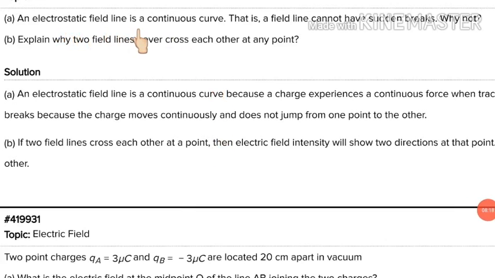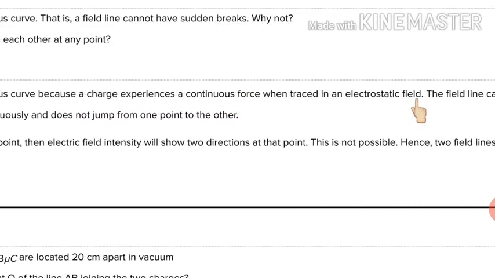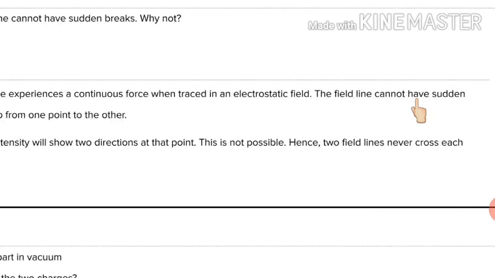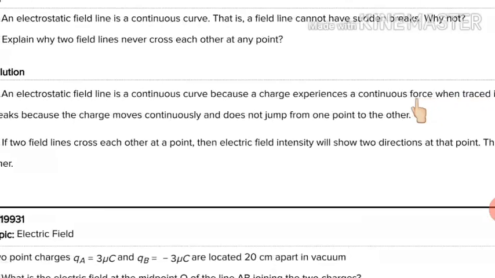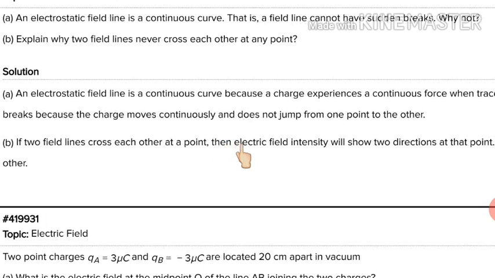Now the next question is, an electrostatic field line is a continuous curve. That is, a field line cannot have sudden breaks. Why not? Actually, we know that an electrostatic field line is a continuous curve because a charge experiences a continuous force when traced in an electrostatic field. If a charge is placed in an electric field, continuously it will experience some force. So the field line cannot have sudden breaks because the charge moves continuously and does not jump from one point to another. It means it continuously experiences that force.